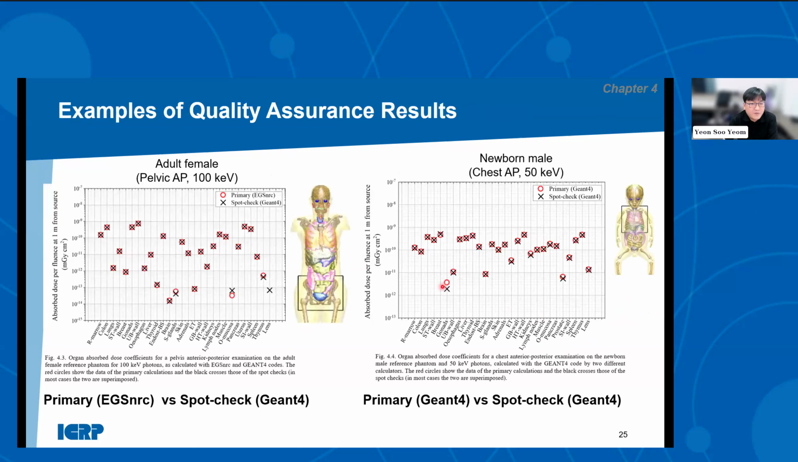Here are also some examples of the quality assurance results. The left is the adult female pelvic AP at 100 kV, and the right is the newborn male chest AP at 50 kV. You can see there is excellent agreement between the primary and spot check calculations for most of the organs and tissues. Of course, you can see some disagreement in some organs, but these organs are completely out of the beam field. For example, here the range is completely different, so the statistical error is quite large. So we can see some variation.